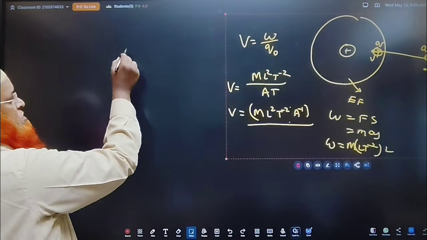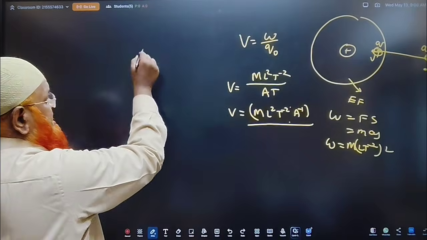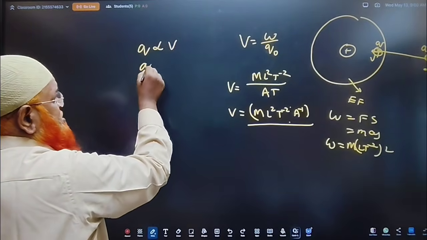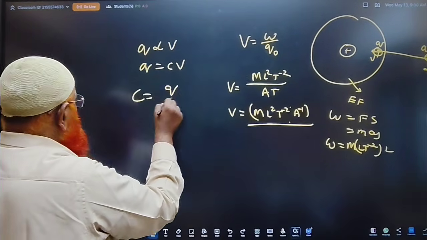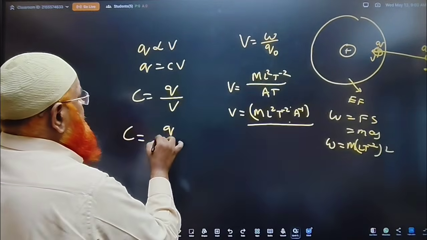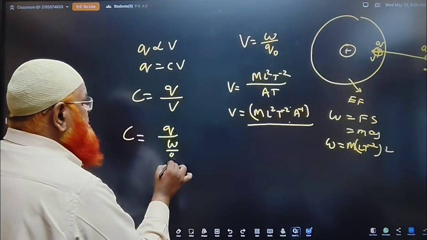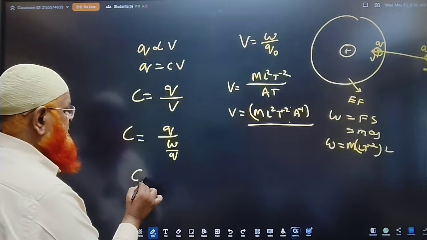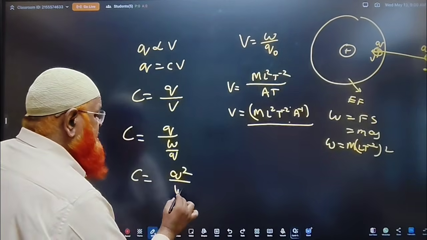See here, I just told you that charge on the capacitor is directly proportional to potential. Q is equal to CV, C is equal to Q by V. So what is V here, my dear? V is the work done on unit charge. So C is equal to Q by Q square by W.